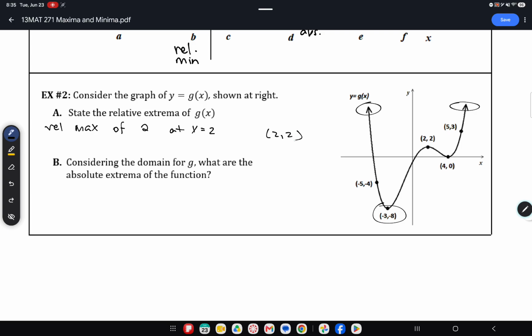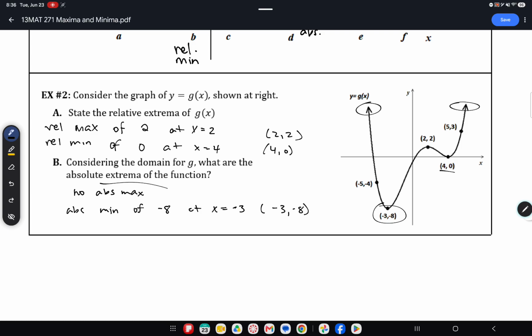You could give just the ordered pair, but if a question asks, what is the absolute max or what is the absolute min, we're looking for a y value. If it says where are they occurring, then we're looking for the x value. All right, relative minimum. I'm going to go with this one of 0 at x equals 4. I guess I should use the same word. All right. And then what is the absolute extrema? So there's no absolute max because of the going off to the infinities, but we do have an absolute minimum of -8 at x equals -3, right?